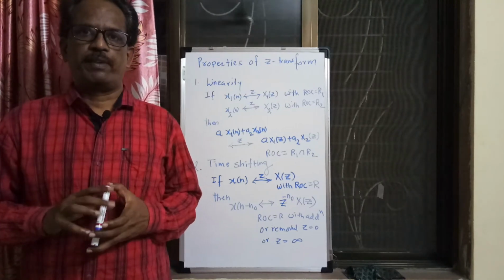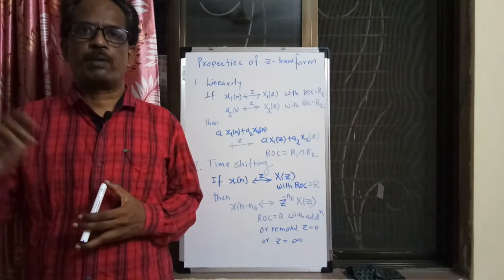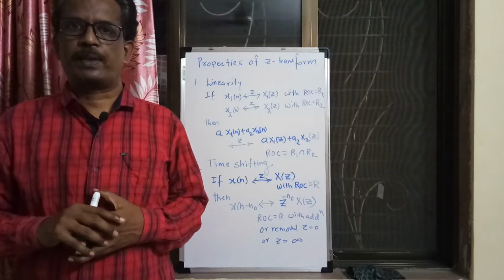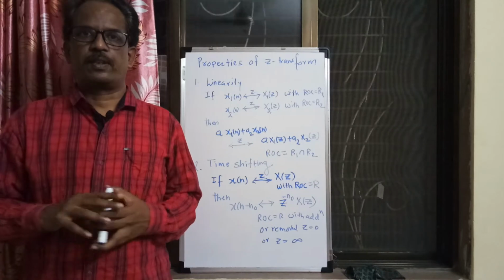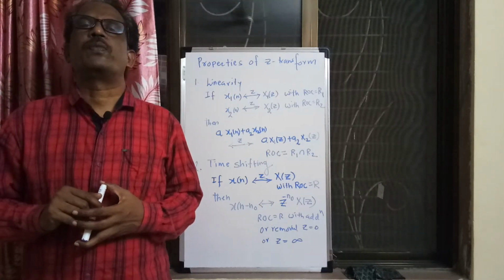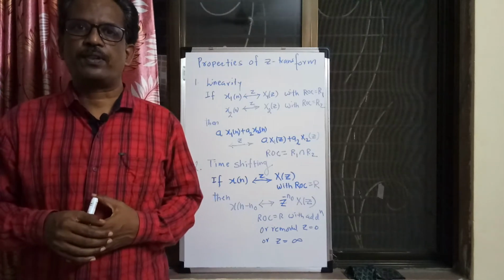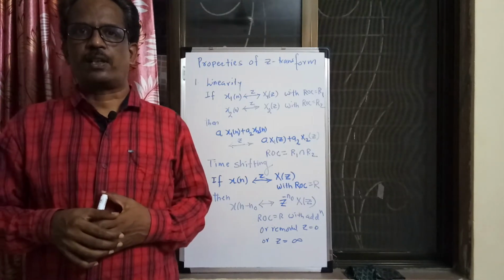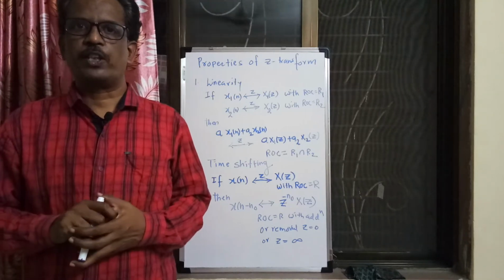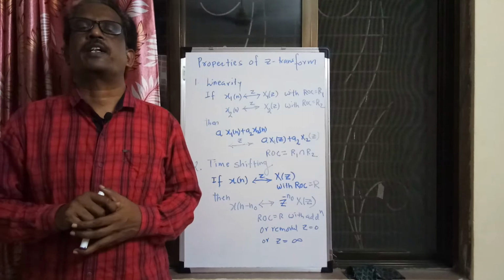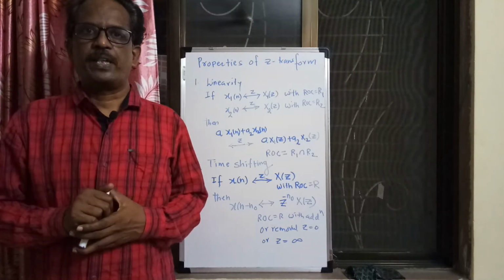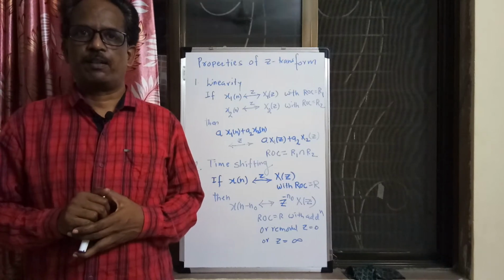So when it is a causal sequence, what we should remember is that the ROC of the Z transform, the region of convergence, that is the values of Z for which the Z transform exists, is outside the circle of radius a. And in case of an anti-causal sequence, the Z transform exists only for all those values of Z which are inside the circle of radius a. So existence of Z transform means mod of x of z is less than infinity.